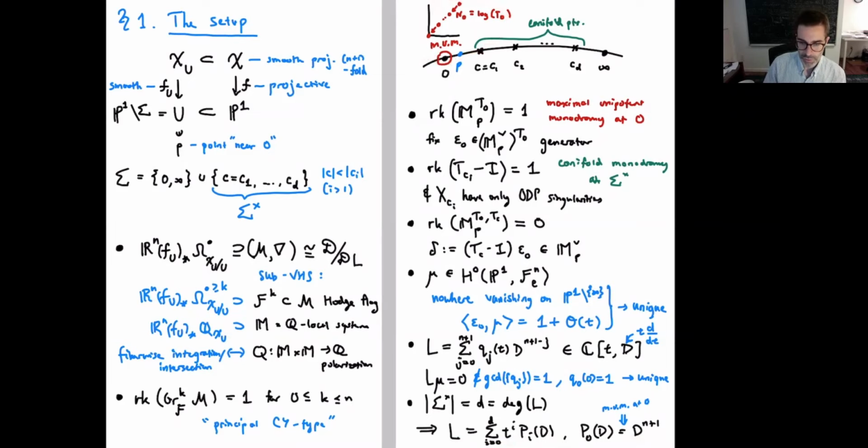So in any case, I have uniquely normalized my Picard-Fuchs operator. And I also make the assumption that the degree of the Picard-Fuchs operator is exactly equal to the number of conifold points. A priori, it could be greater than or equal to the number of conifold points, but I'm assuming that they're equal. And that's a pretty standard situation.